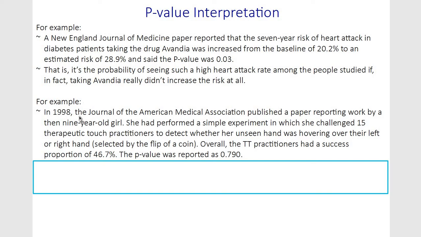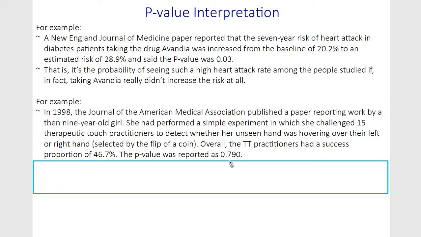Okay, let's do another example. In this example, therapeutic touch was being challenged: whether or not you could tell if a hand was hovering over one hand or the other, your left hand or your right hand. If you just had to guess which hand, you have a 50% chance, right? You only got two hands. So here, it's interesting that the practitioners got less than 50%. Notice the p-value was reported as 0.79.